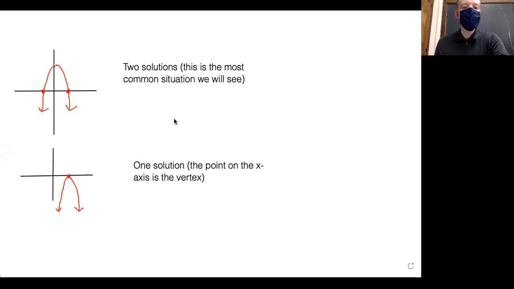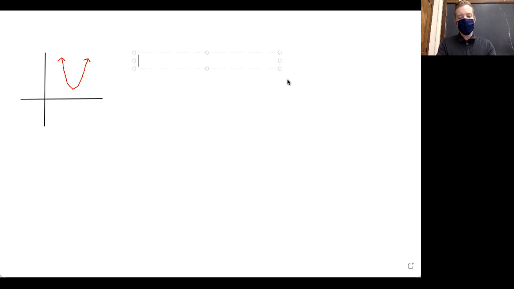The third situation we can deal with, I'm going to erase this, is going to be when there are no solutions. So if I have a graph like so, oh, it's frozen. If I have a parabola that looks like this, notice this parabola does not cross the x-axis. And so what we would want to say here is that there are no real solutions.